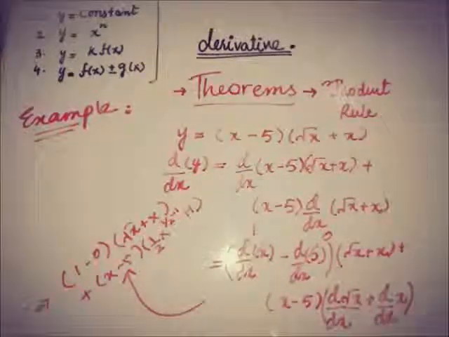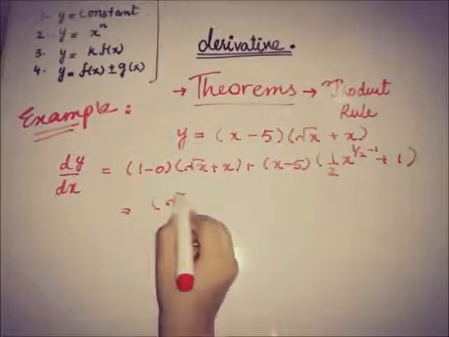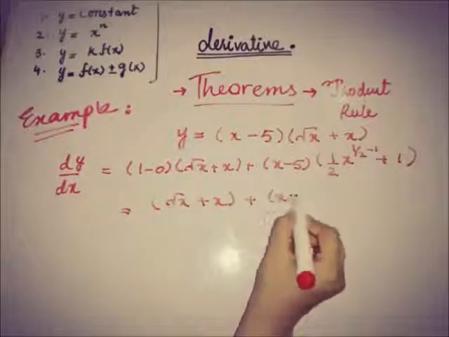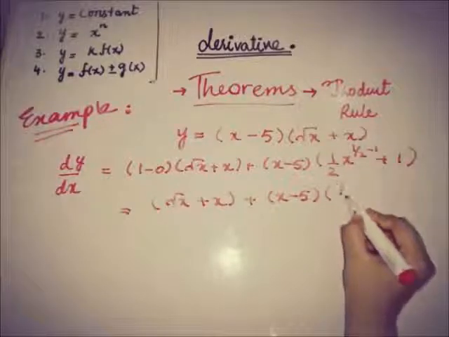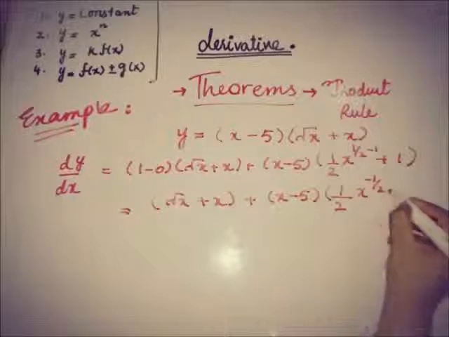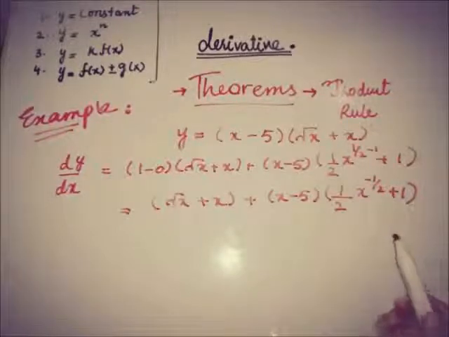So it is square root of x plus x, minus 5, times 1 by 2, x to the power minus 1 by 2, plus 1. So this is the final answer.